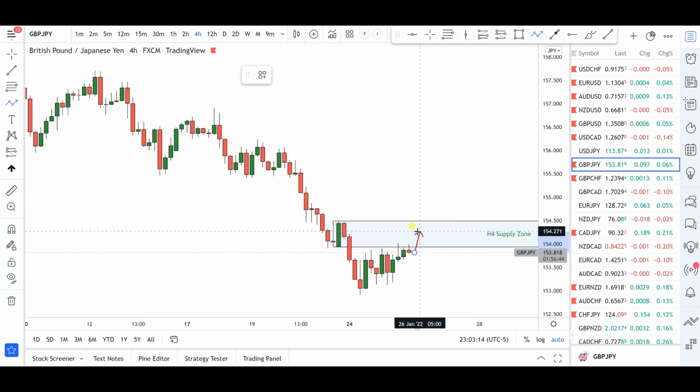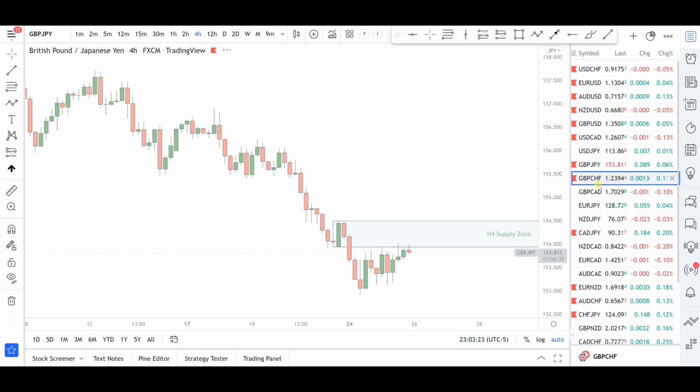Maybe another push to the upside. From here, any bounces to the downside, I'll be looking for opportunities to go short for further continuations to the downside.